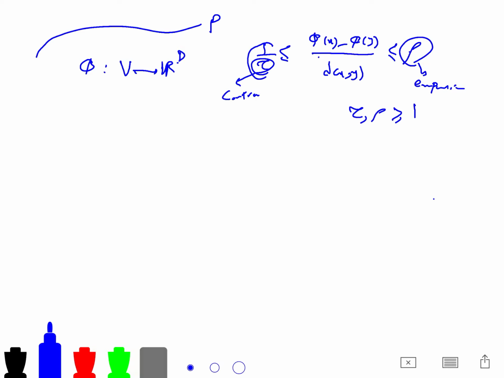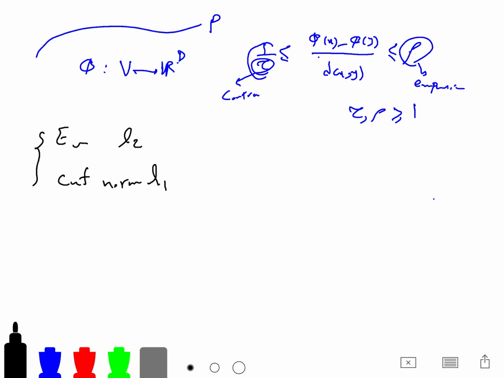Examples of L_p norms are the Euclidean L2 norm, or also the cut norm L1. These are examples of L_p norms. And when we say distortion, I mean tau times rho. Tau times rho is a good measure of distortion.